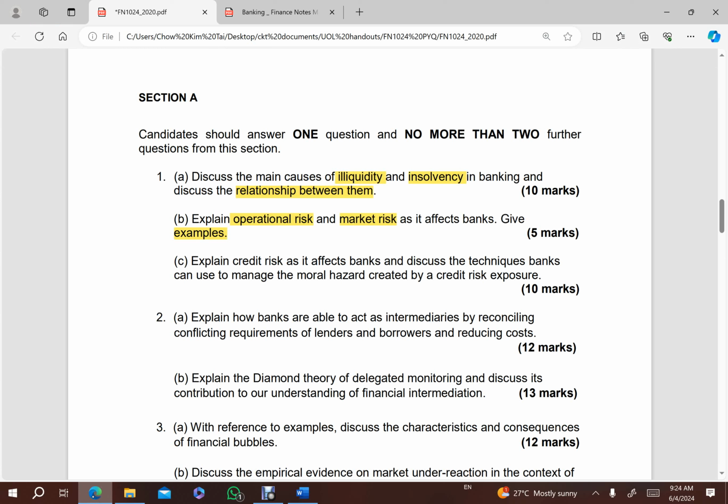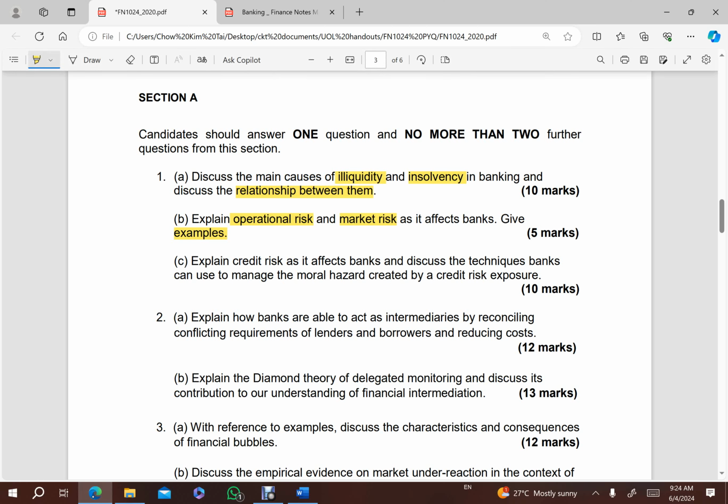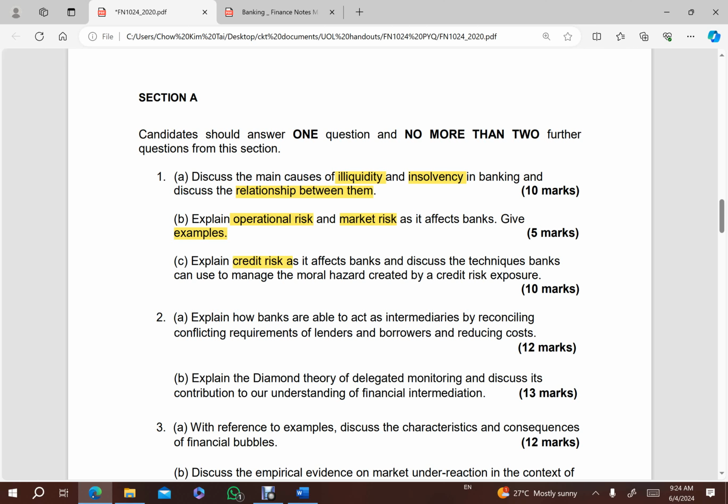Explain credit risk as it affects banks and discuss the techniques banks can use to manage the moral hazard created by credit risk exposure. Okay. Explain credit risk, one. Techniques banks use to manage credit risk, focusing on moral hazard. So if you don't explain techniques to manage moral hazard, and explain adverse selection instead, then you won't get marks. The focus should be moral hazard.